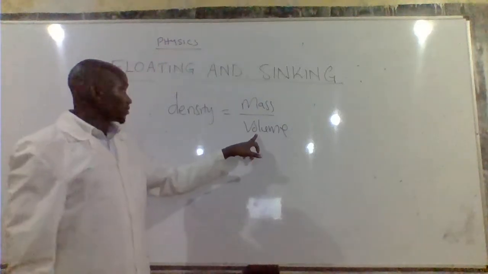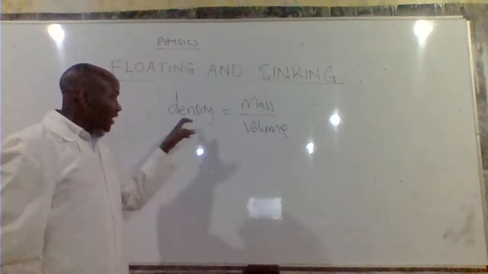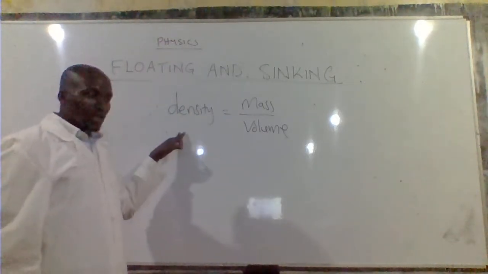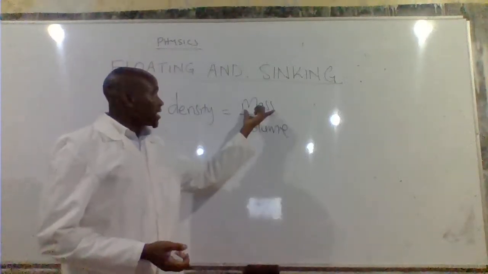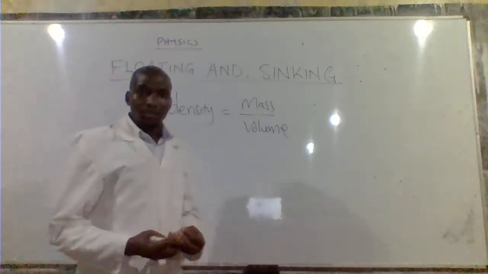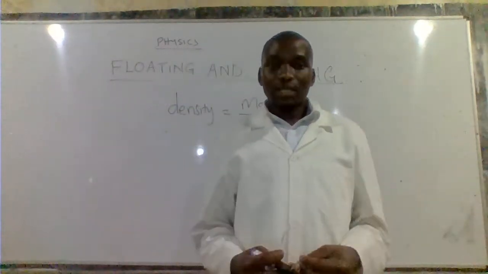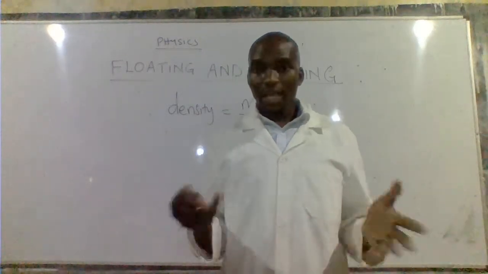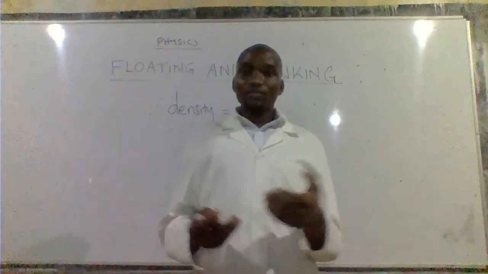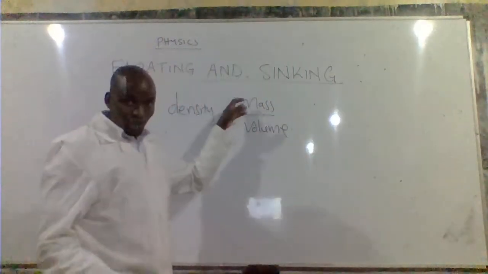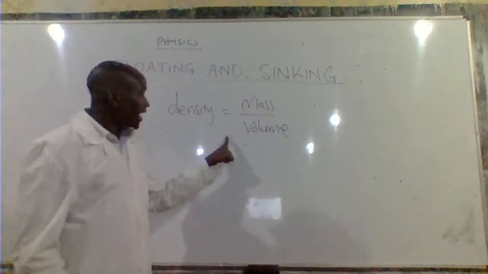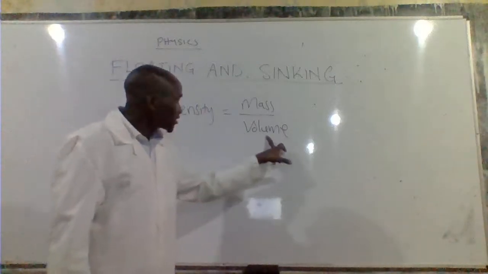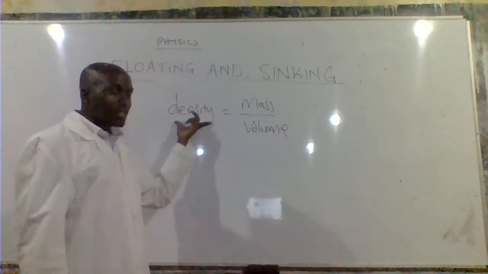When volume increases, density decreases. Now you might ask yourself, why does mass remain constant? We know that the number of particles making up a given object does not change, irrespective of whether that object is in air or immersed in a given liquid. So that's why mass does not change. And I want to repeat that an increase in volume leads to a decrease in density, and a decrease in volume leads to an increase in density.